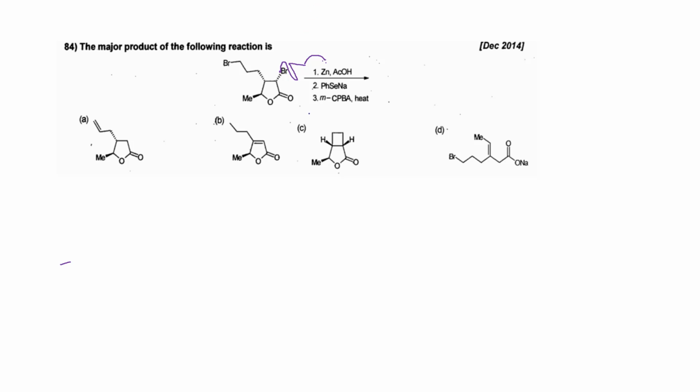Mechanism: first zinc will attack the oxygen, this bond will go here. I am not discussing the mechanism. For a shortcut you can remember that if zinc is given to an alpha bromo ester, zinc will be incorporated between the carbon halogen bond. So it will be a zinc Br, and it will act as a Grignard type of reagent.